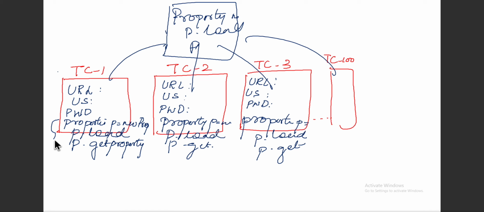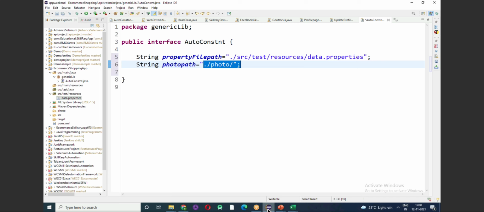Step number 1. Right click on the generic libraries package. You have created one package, no? Right click on generic libraries.